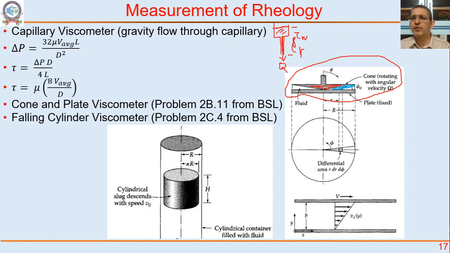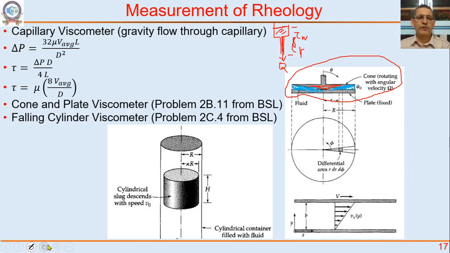So this gap is very thin, so it behaves like a Couette flow. This cone is rotating, and we measure the stress or the force required to keep this bottom plate stationary. It is like a shear flow now. It is like a Couette flow. Gap is small. See?